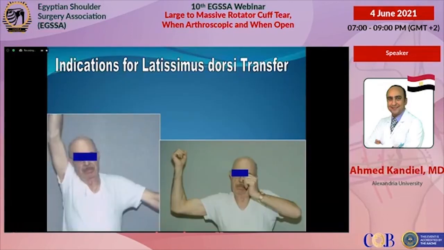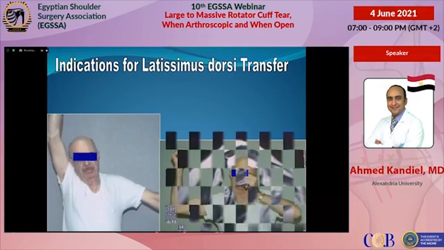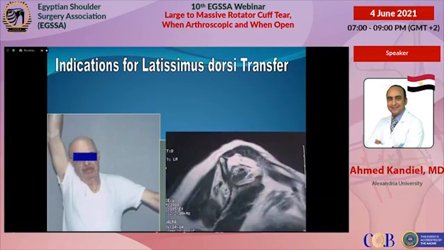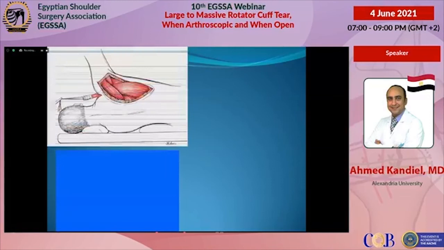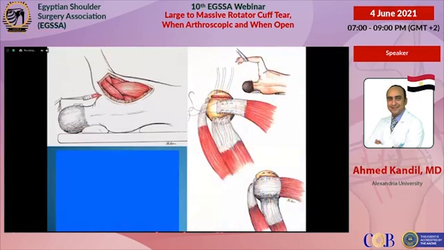When we come to the latissimus dorsi transfer, the patient has to have a weakness and MRI, which shows a severe fatty infiltration. And of course, external rotation lag or hornblower test. Intact subscapularis is very, very important. And of course, the deltoid should be intact. And this is just an image showing how we do it. A video that I'm going to skip because of the time.